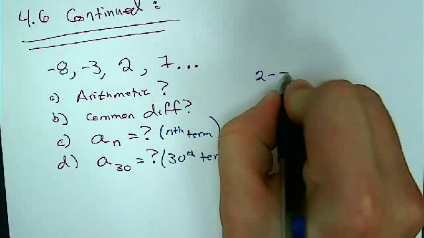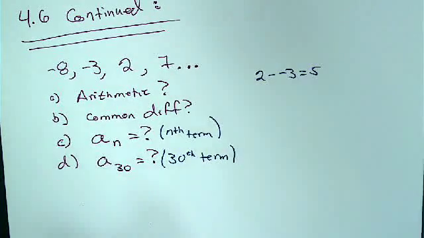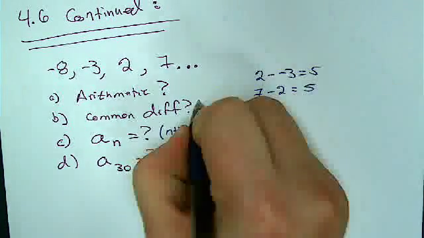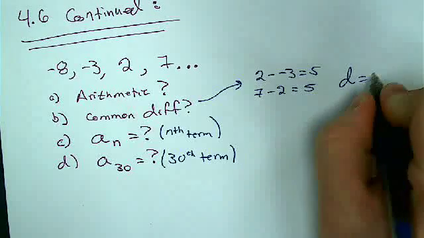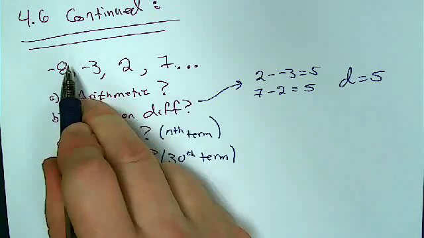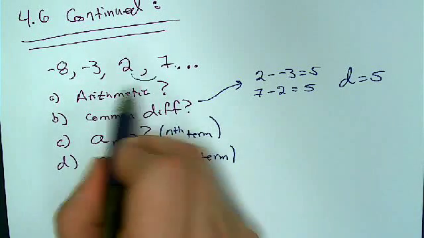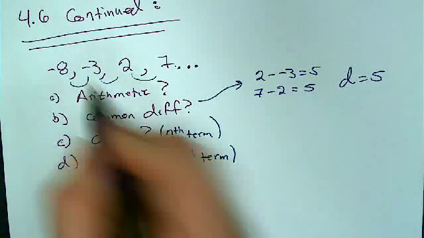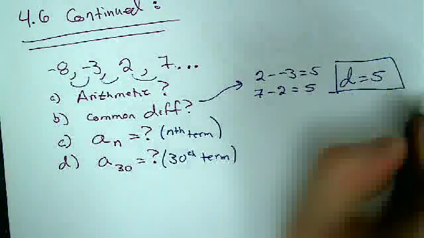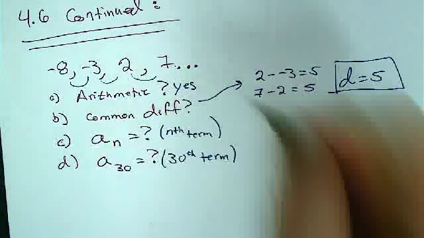So 2 minus -3 gives me a common difference of 5. 7 minus 2 gives me 5. So the common difference, and remember, they have to be two numbers in sequence. You can't take 7, take away -8. So it's the gap between any two numbers is 5. So it is arithmetic because it has a common difference.